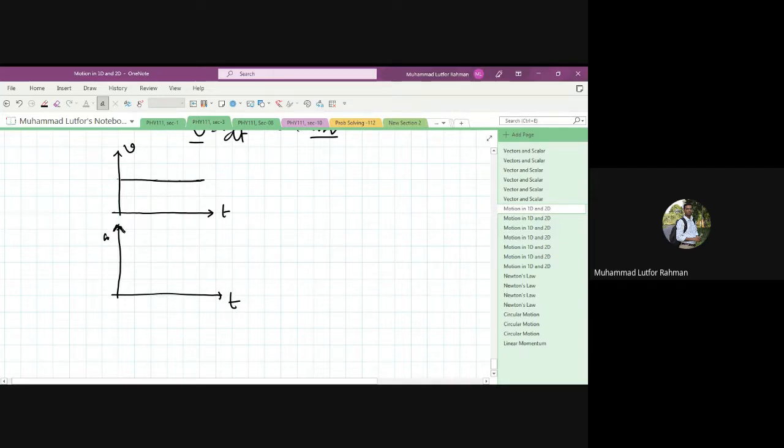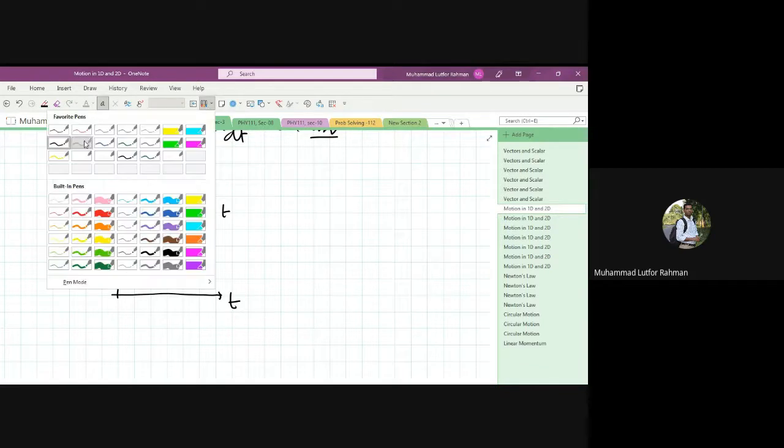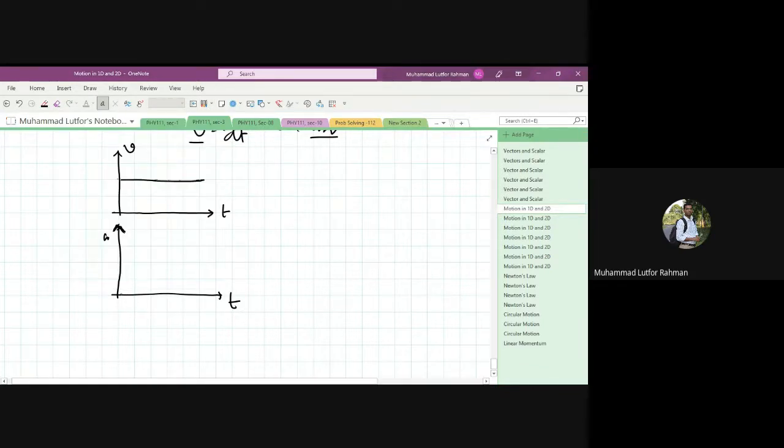If it moves at a constant velocity, then what would be the acceleration? So acceleration is zero, right? Yes, sir, acceleration is zero, because the velocity is already constant. Constant means the acceleration is zero. Zero is also constant. That's right.